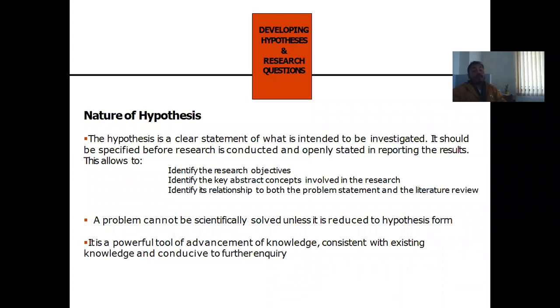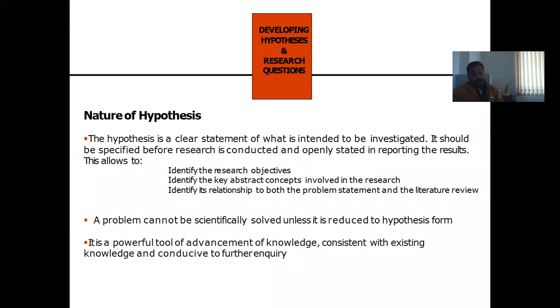Or SRQ, because this allows us to identify the research objective, identify the key abstract concepts involved in the research, identify its relationship to both the problem statement and the literature review. देखो जो टर्म मैंने आप लोगों को बताया था पहले, वो सारे टर्म्स अब यहाँ आ रहे हैं. कैसे रिसर्च स्टार्ट करना चाहिए, how to start a PhD research. That day itself I told you what steps you have to go through for performing a good research, right?